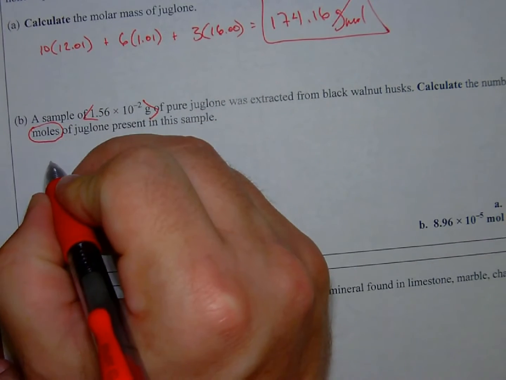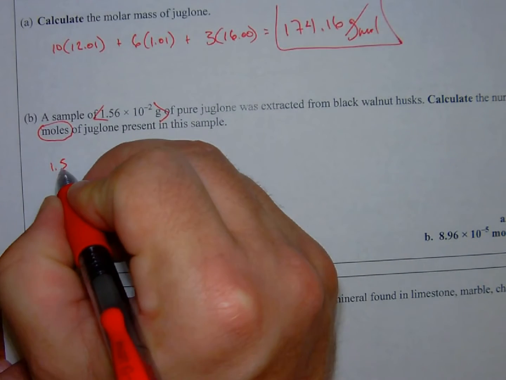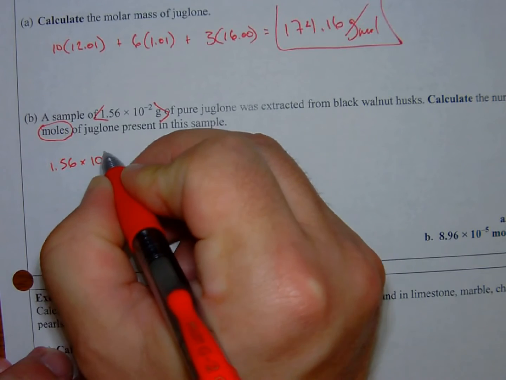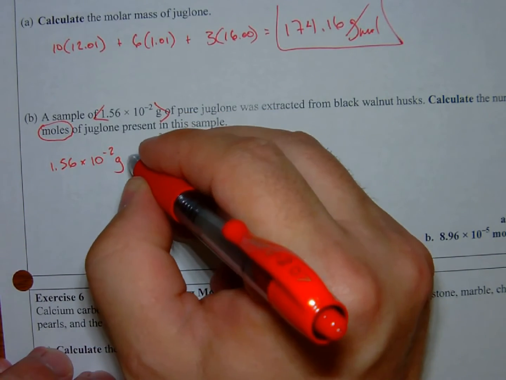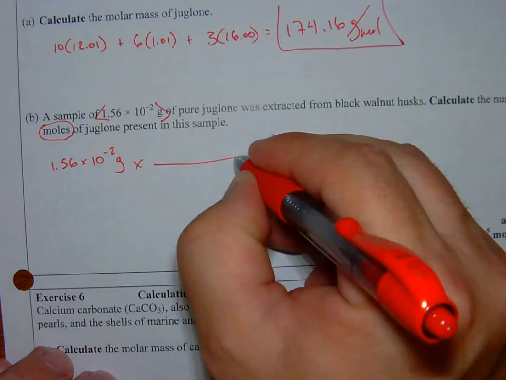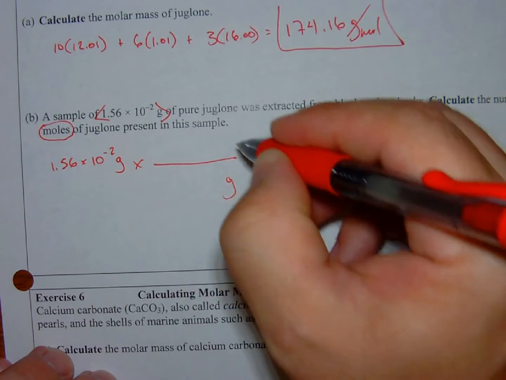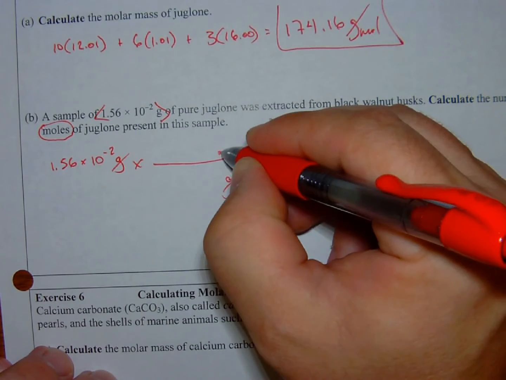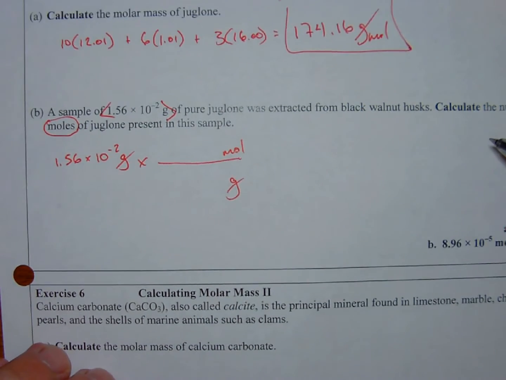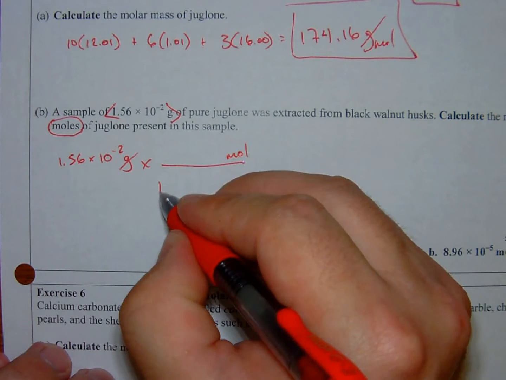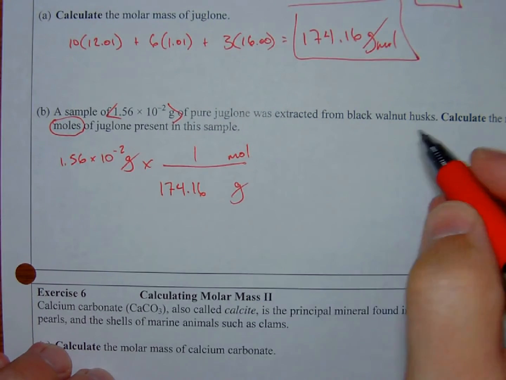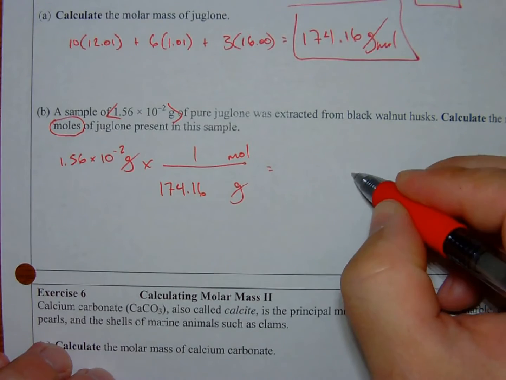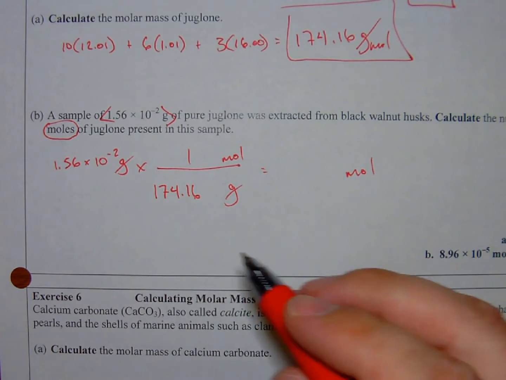So I'm going to start with 1.56 times 10 to the negative second grams. I'm going to set up my conversion factor. I want grams on the bottom so that they'll cancel. That means moles is going to be on the top. So it's 174.16 grams for every 1 mole. Notice that moles will be the only unit left.